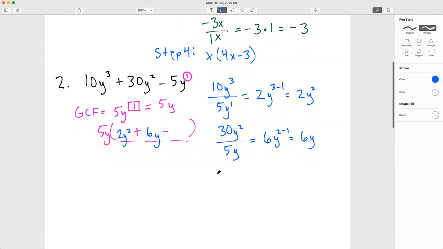All right, and then we have negative 5y divided by our 5y. Anything over itself is 1, and then we have a negative sign, so that is going to be negative 1. That is what's going to go right here, and we already have the negative here, so minus 1. And that is our answer. I'm sorry, that is our factored form of this. We GCF factored out the 5y.